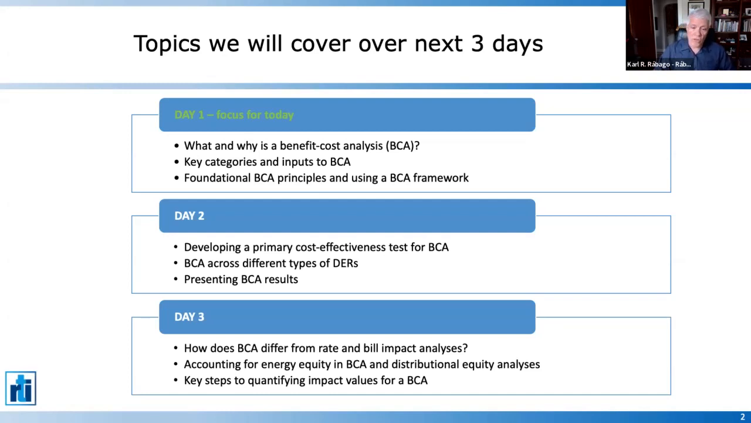Tim's going to take over on day three with me in the background, and is going to talk about a big issue that shows up in a lot of places. How does benefit cost assessment or analysis differ from rate and bill impact analysis? And then, hopefully we have time to start talking about how we're exploring the idea of accounting for energy equity in benefit cost analyses and distributional equity analysis, which can be a useful complement to address those issues with BCA. And then finally, some key steps for quantifying the impact. So we have some busyness ahead of us.